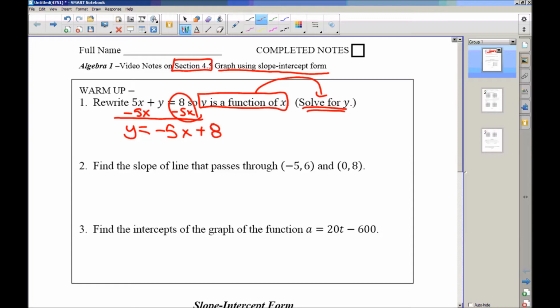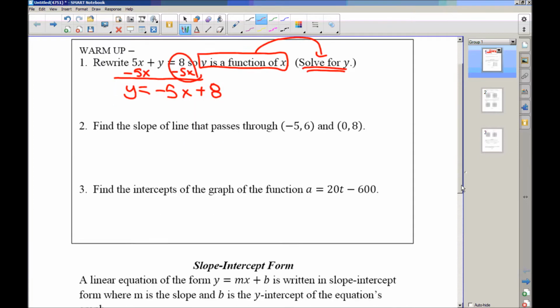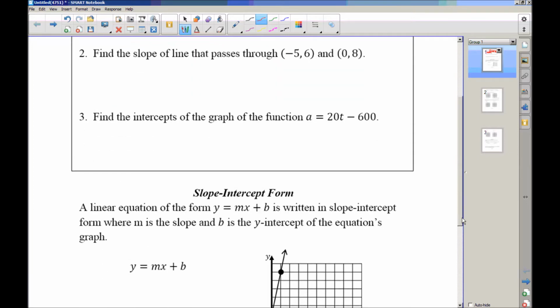Number 2, find the slope of a line that passes through negative 5, 6 and 0, 8. So we're going to use our slope formula for 2 points. So the slope is equal to, and I'm going to write the formula out, but you're not required to do it. You could just start with the numbers here. All right, so remember this is 2 points, and points always come x, y. And this is point 1, and this is point 2, or pair 2.